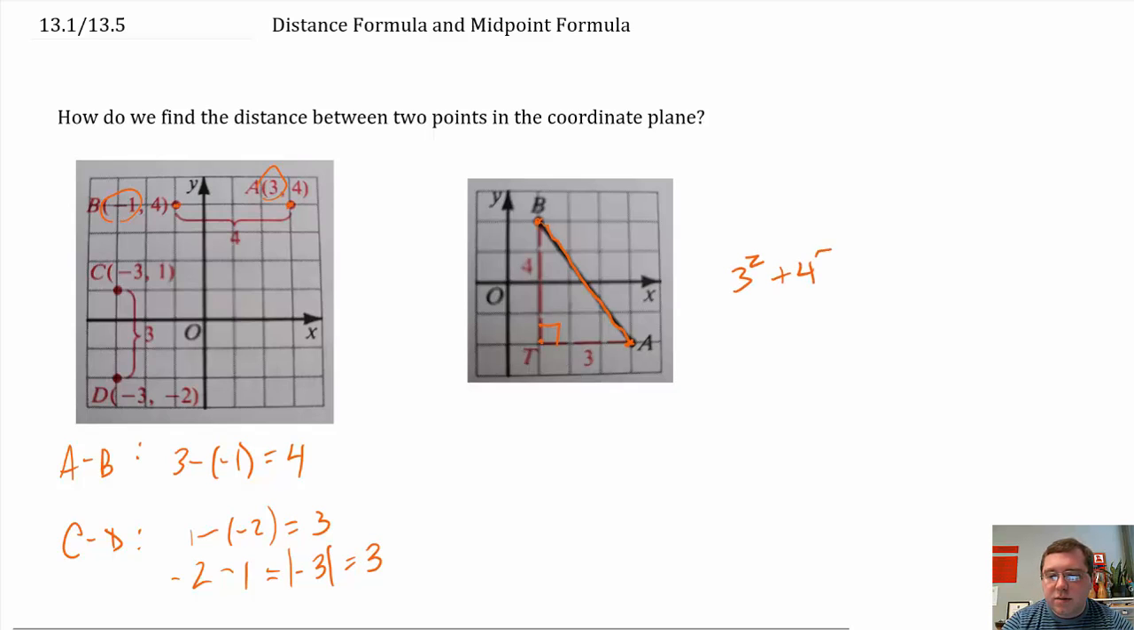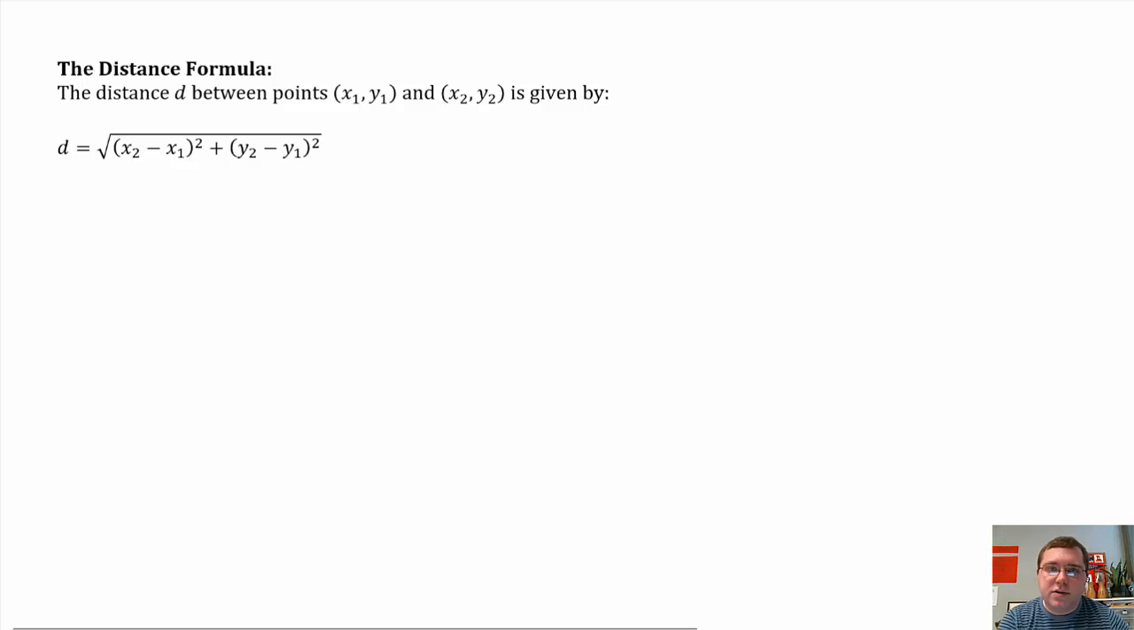3 squared plus 4 squared equals c squared. 9 plus 16 equals c squared. 9 plus 16 is 25. 25 equals c squared, so c is 5. So that distance from A to B is 5. Turns out we can always use the Pythagorean theorem then to find the distance between 2 points. So that leads to the distance formula.